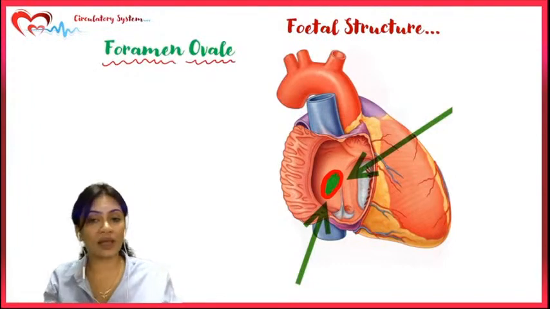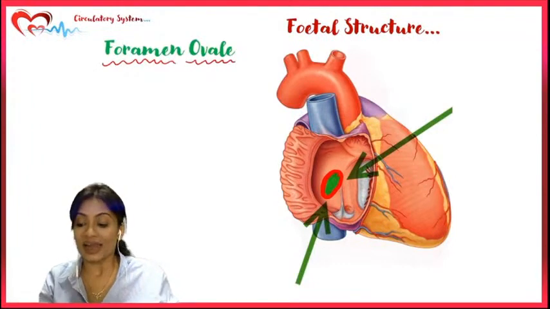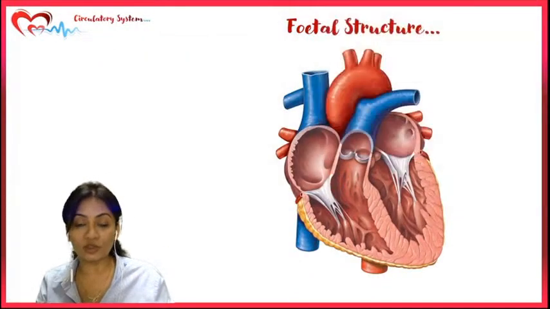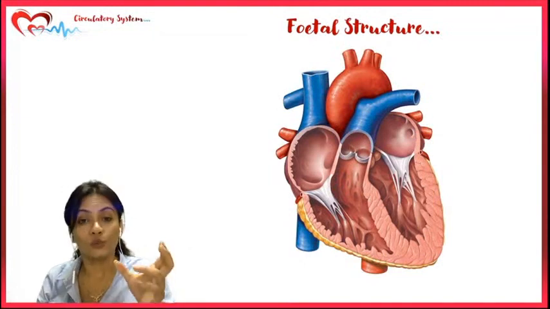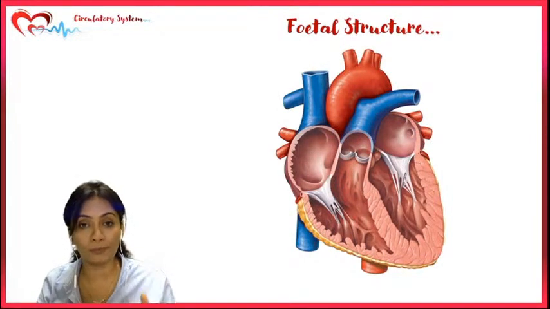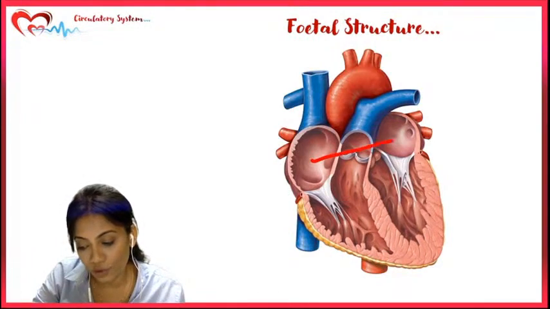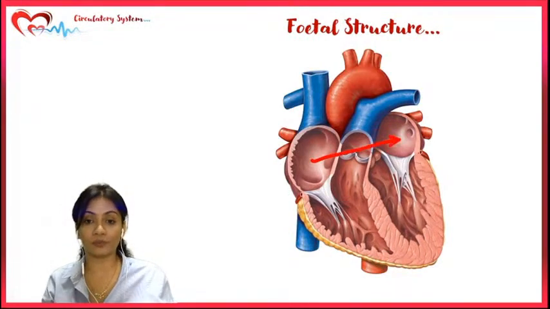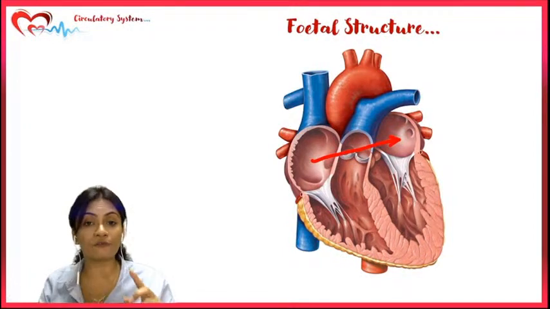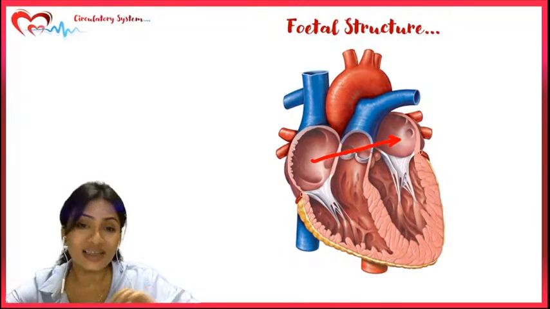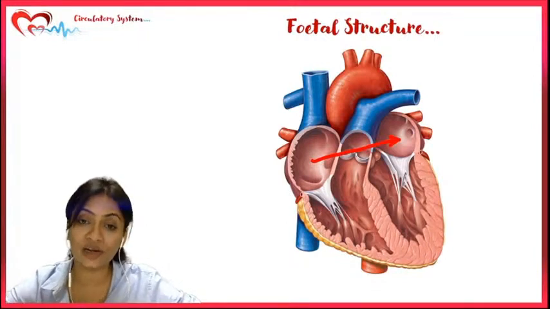And what is this foramen ovale going to be doing? Since it is an opening between the two atria, it is going to allow blood to flow from the right atrium to the left atrium. That is only during fetal structures. Remember that, only in the fetus. Why is this happening? Just try to think about it.